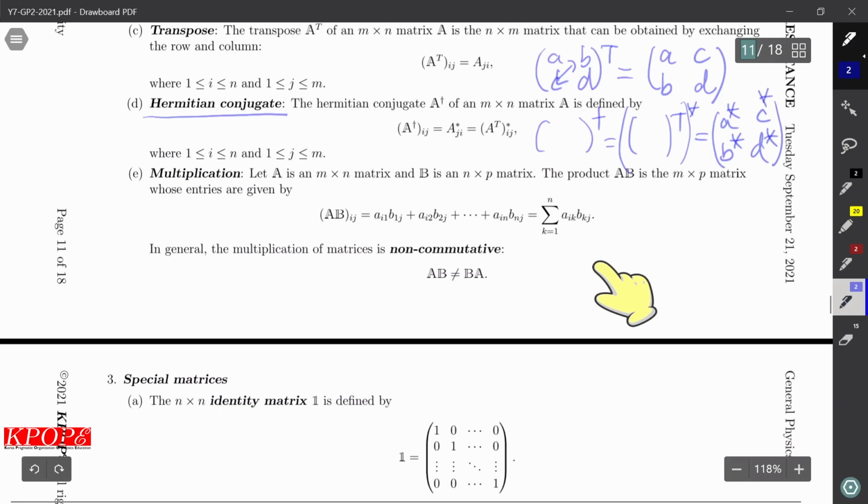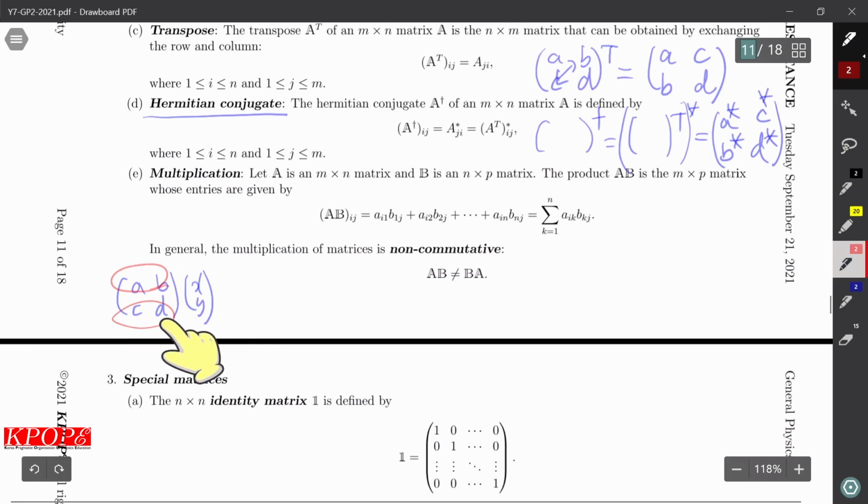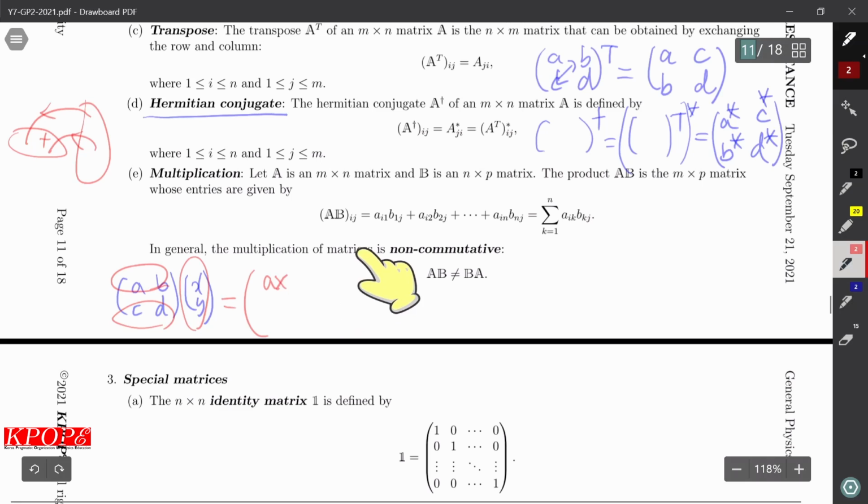Multiplication. A, B, C, D times X, Y. We can multiply two matrices, row and column. Here, row, column, connect, multiply, and then add. So AX plus BY, and add. Then CX plus DY, and this is matrix multiplication.